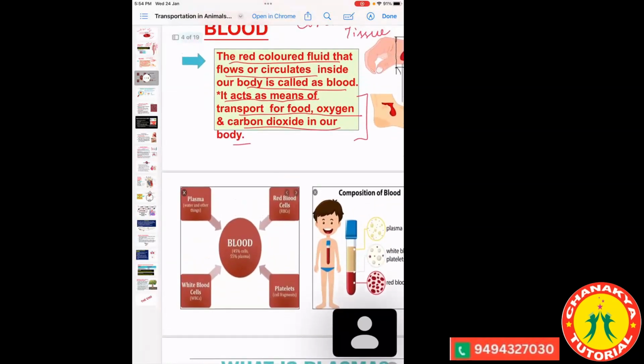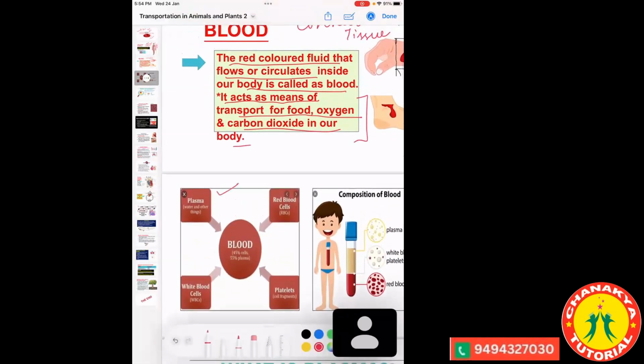Now there are different components of the blood: plasma, red blood cells, white blood cells, and platelets. So these are the four different components, and they have different functions in our body.